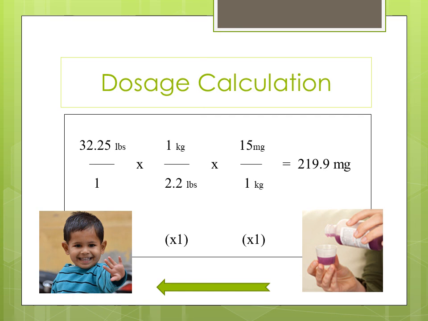In review, we started with the child and ended with a medication dose that matched the child. By starting with the child's weight and then multiplying fractions that equal 1, we were able to calculate the correct medication dose for that particular child, ensuring a safe medication administration.